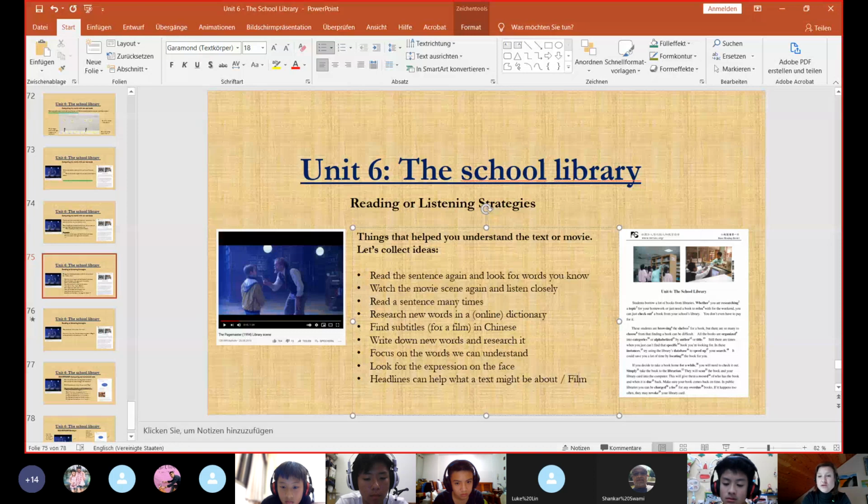The same is with a film title, right? So this is the title here of this scene, the library scene. Okay, do you have any more ideas? Barry, is there anything else that you do that helps you to watch a film or read a text in English that we haven't said yet?